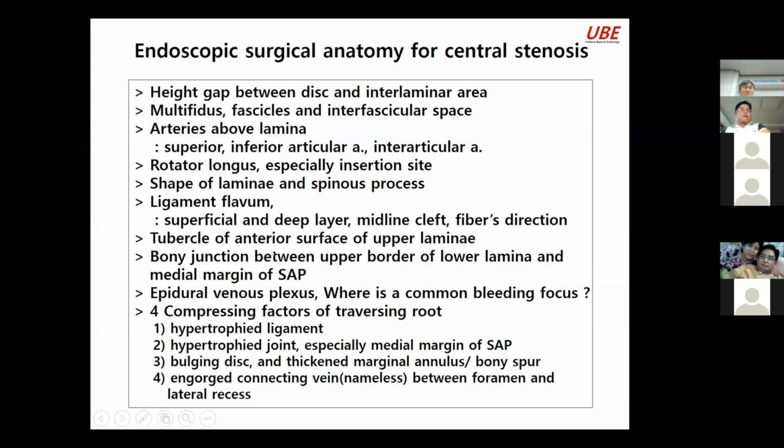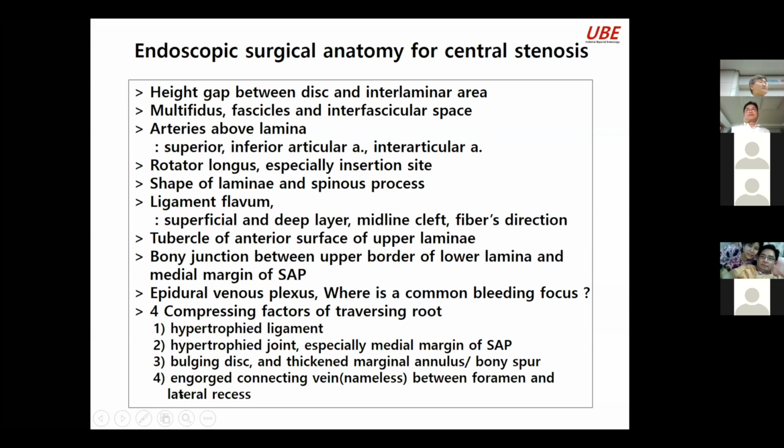The tubercle of the anterior surface of the upper lamina, and the bony junction between the upper border of the lower lamina and the medial margin of the pedicle. This is very important because just below this bony junction, the traversing root is lying. So I always try to check the bony junction and remove it. Then I can find the root easily. That's important. Also the epidural venous plexus, but where is the common bleeding focus?